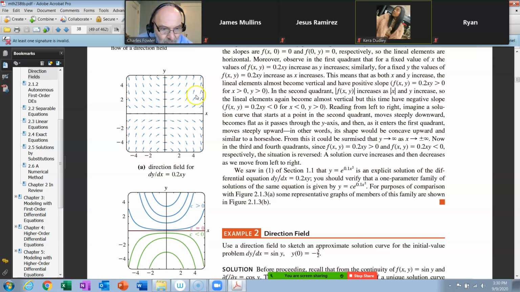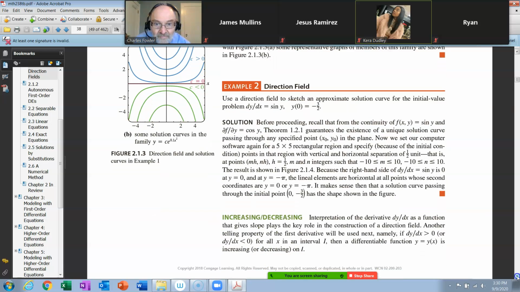Let's do example 2. If I could find my cursor, there it is. It disappears so fast. So let's do example 2.